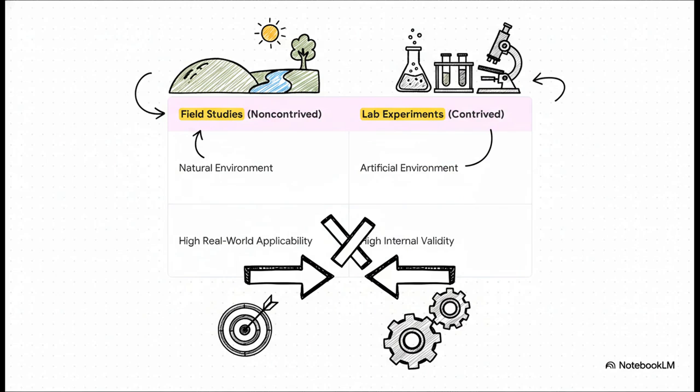So this gets us to the absolute heart of the matter. It's a classic trade-off. Do you want your findings to apply to the real world, even if there's a lot of other noise you can't control? Or do you want what we call high internal validity, which is just a fancy way of saying you're super confident that your change, and only your change, caused the outcome? There's no right answer. It completely depends on what you're trying to find out.